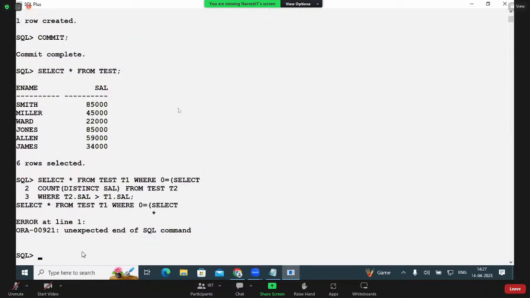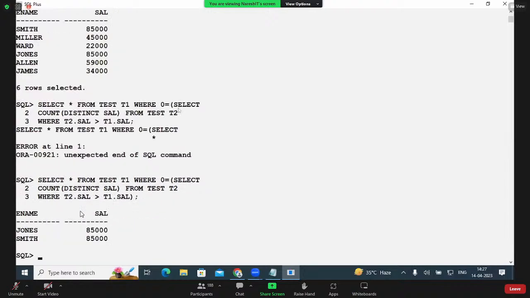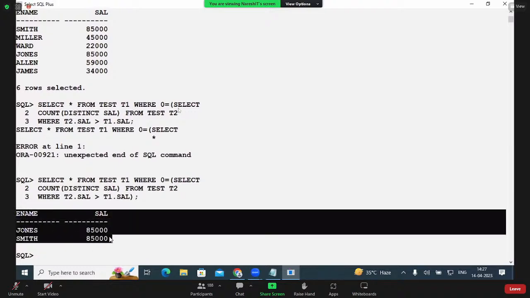Now I am executing it. First observe, something is missed. Salary was there. The closing bracket. Now I close it. So now I am getting the first highest salary people's information. I got it. Suppose this is the first highest.